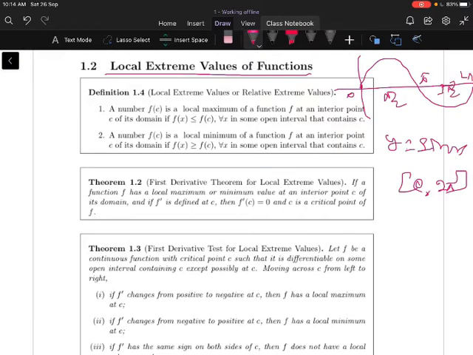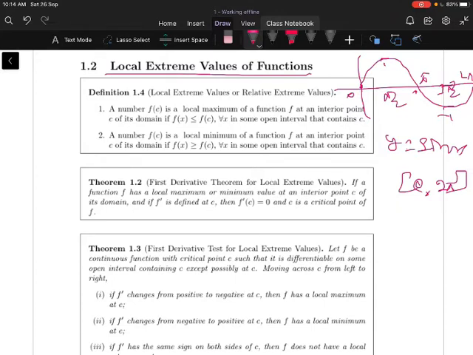When x is 0, sin x is 0, sin 0 is 0. When x equal to pi by 2, sin of pi by 2 is 1. When x equal to pi, sin pi is 0. When x equal to 3 pi by 2, that is minus 1. When x equal to 2 pi, that is 0. So this is the curve for the function y is equal to sin x.